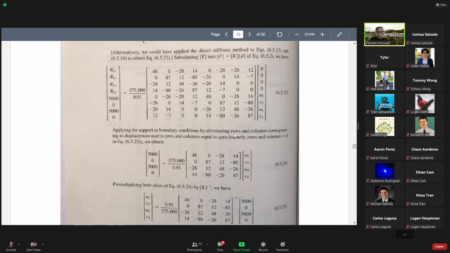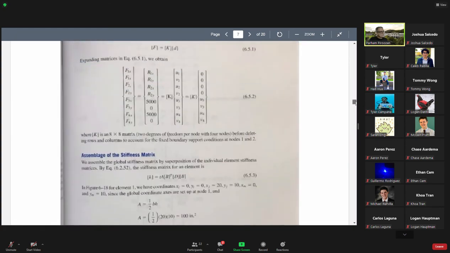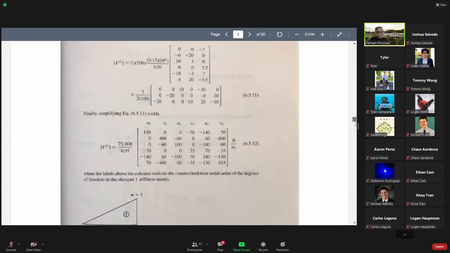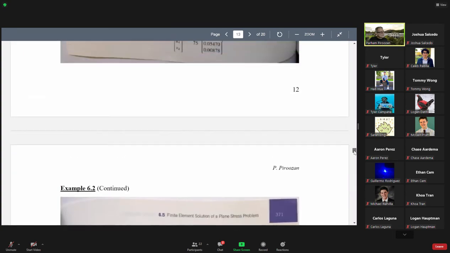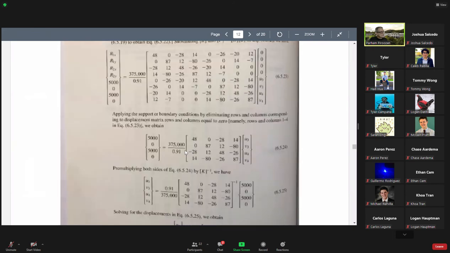We have to apply the boundary conditions. Displacements at nodes 1 and 2. Let me show you the figure. At nodes 1 and 2, displacements in x and y are 0. And the load is 5,000 pounds in the x direction at nodes 3 and 4, nothing in the y direction. So applying the boundary conditions as we usually do, this is the displacement vector and these are the loads in x. We end up with 4 equations for the unknowns.